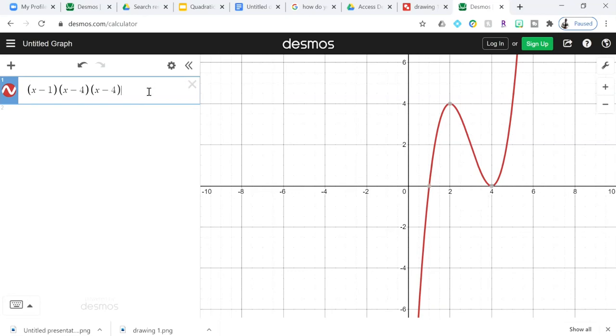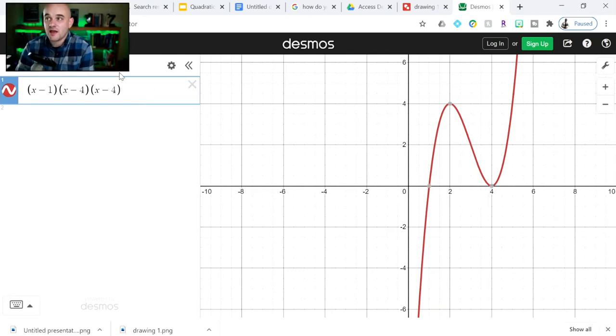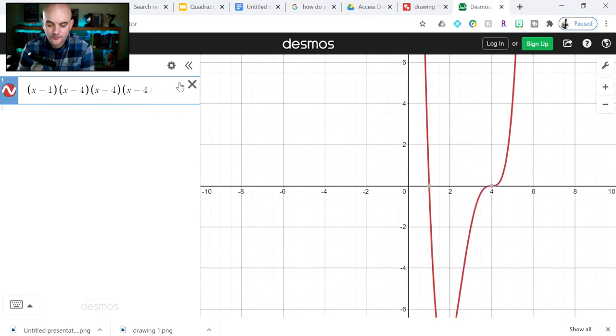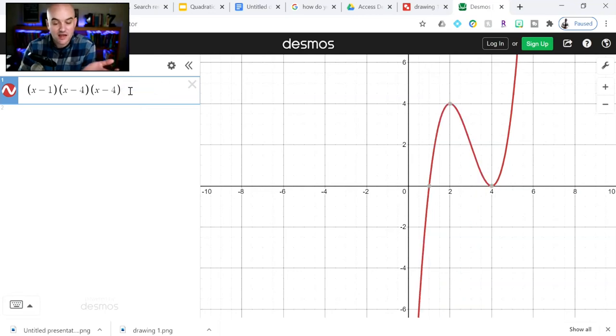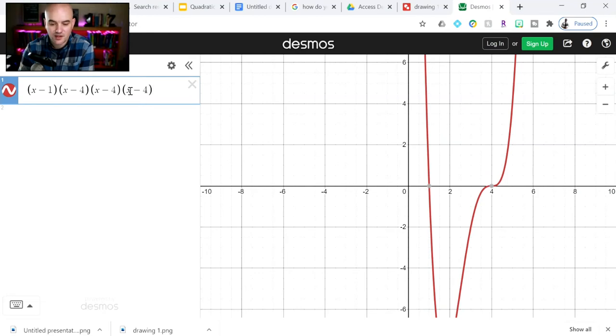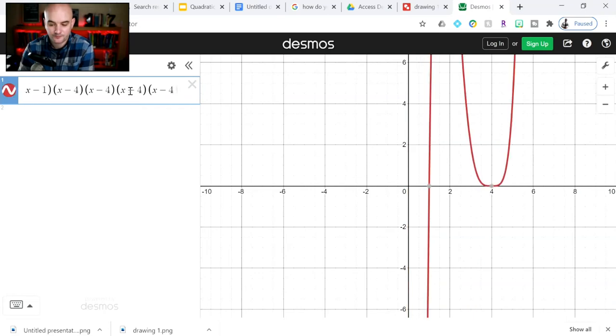Now, I'm going to throw in another x minus 4 right here. So let's put that in there, x minus 4. Now look what happens here. Notice it does not bounce. It goes through. See? I'll erase this. Goodbye. Now it bounces. Put that back in, x minus 4, and it goes through. Let's put in another x minus 4. Now it bounces.